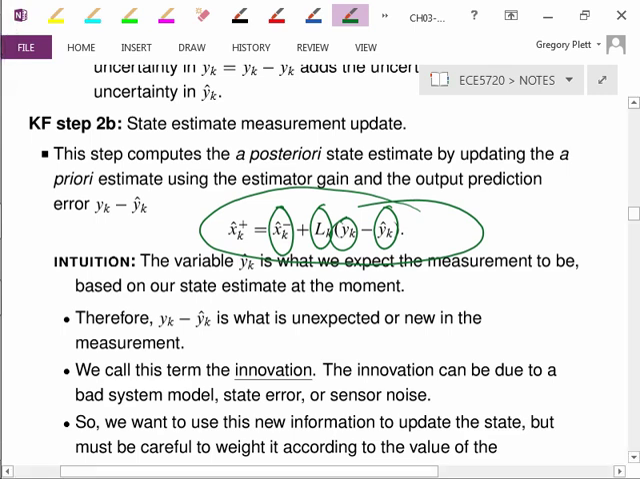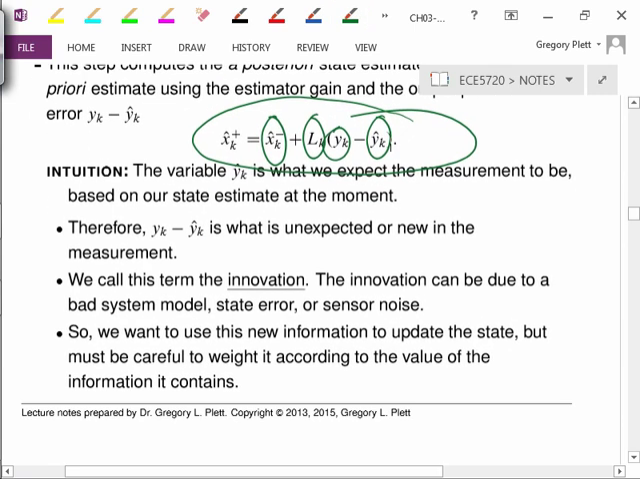So the variable y hat is what we expect the measurement to be based on our state estimate at the moment, and y minus y hat is what's new, and we call this the innovation. And we use this new information to update our prediction, being careful to weight it according to the Kalman gain.